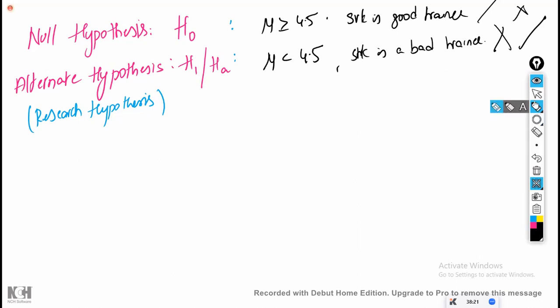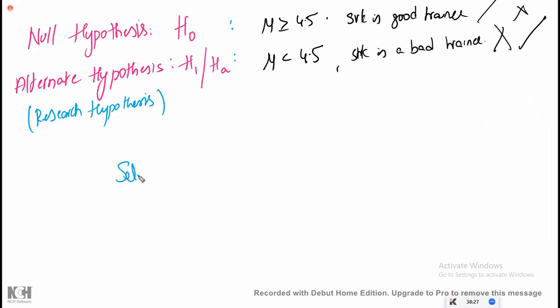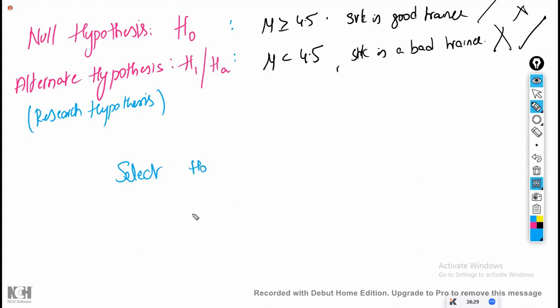Now, null and alternate hypothesis are just opposite to each other. The question is how to select the null and alternate hypothesis. That is the most important one. How to select null and how to select alternate. I will tell you a few easy techniques for selecting the null. The first one is called status quo. Status quo means whatever the present one is, that is the null hypothesis.